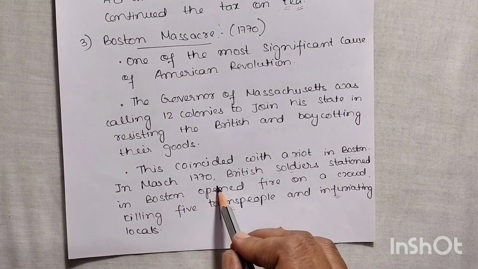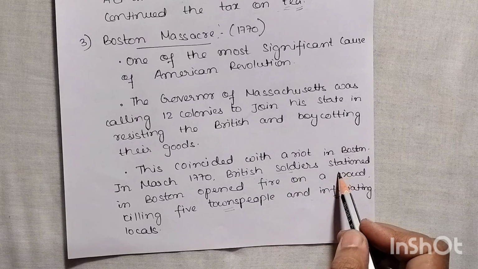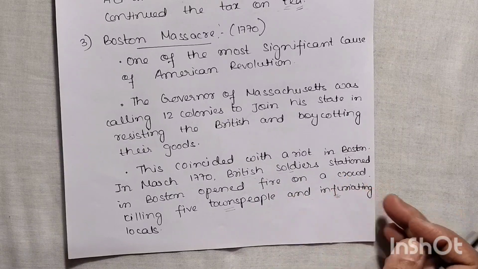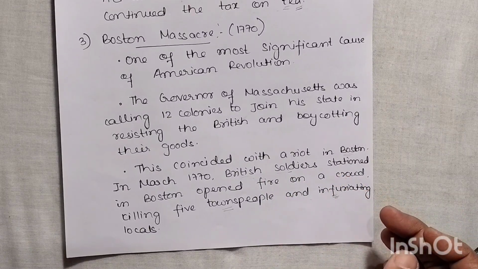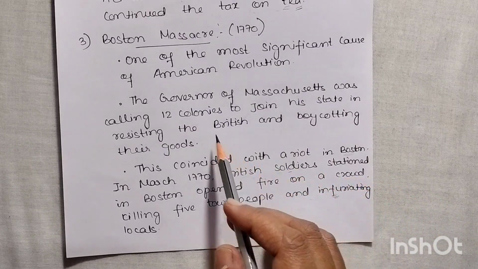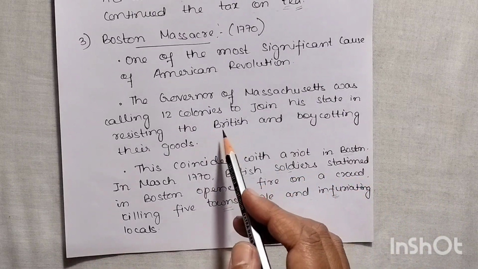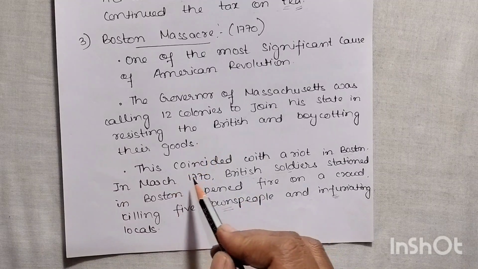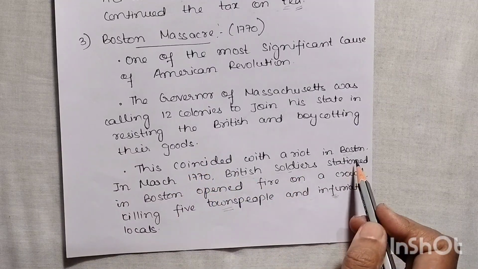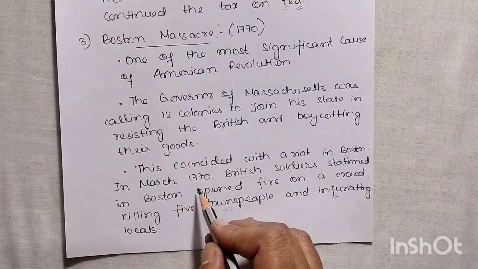In March 1770, British soldiers stationed in Boston opened fire on a crowd, killing 5 townspeople and infuriating locals. So this proposal was going on at that time. The governor had asked the colonies to join, but one riot happened in Boston, that is in March 1770.